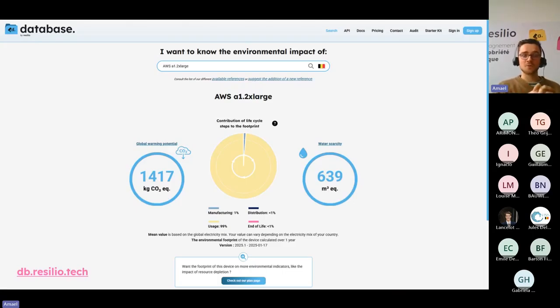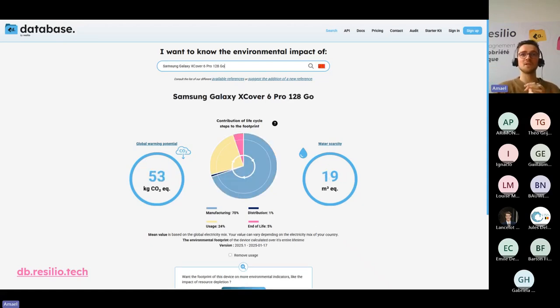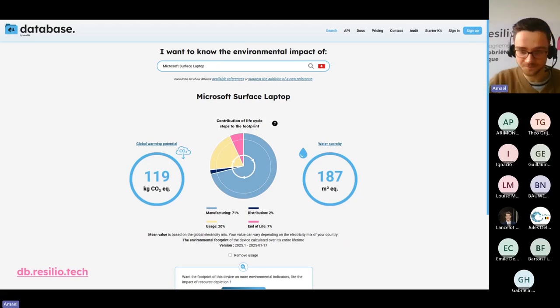Here is an example taken from yesterday from db.resilio.tech. Feel free to try it online. I tried one virtual machine from AWS in Belgium. I also tried a Samsung Galaxy XCover, which is a smartphone used in China, and I even tried a Microsoft Surface laptop used here in Switzerland. So you can browse thousands, tens of thousands of references online. Generic data, parametric data here, so it is not the manufacturer data, whose short name is PCF, but it is made by a third party providing consistency.